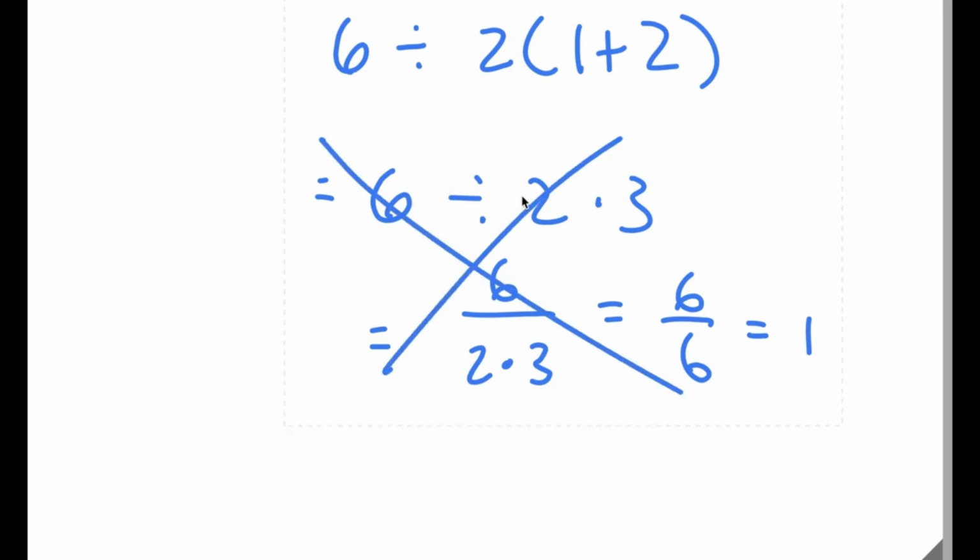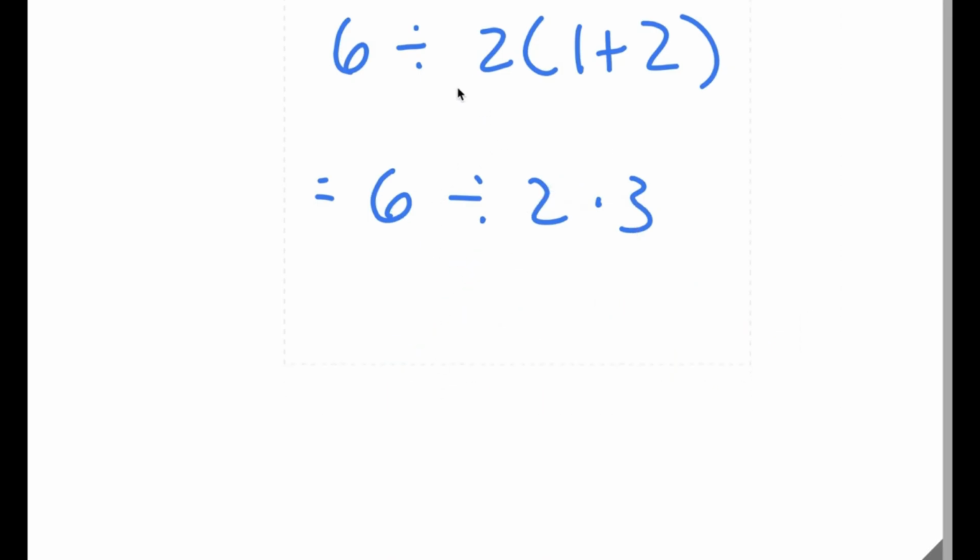because as we know, between multiplication and division, we do whichever one comes first. So in this case, division comes first, so we would do that before the multiplication. So that's how you solve this problem.